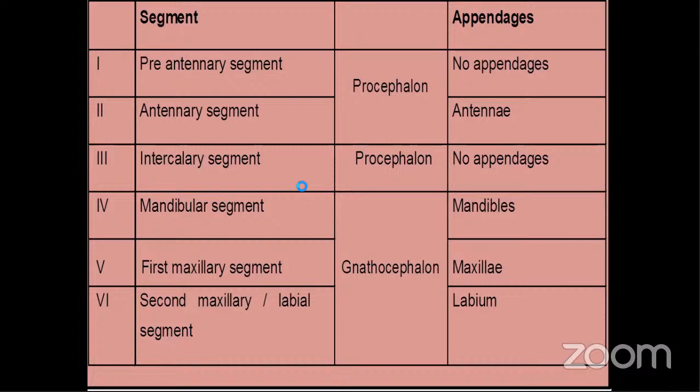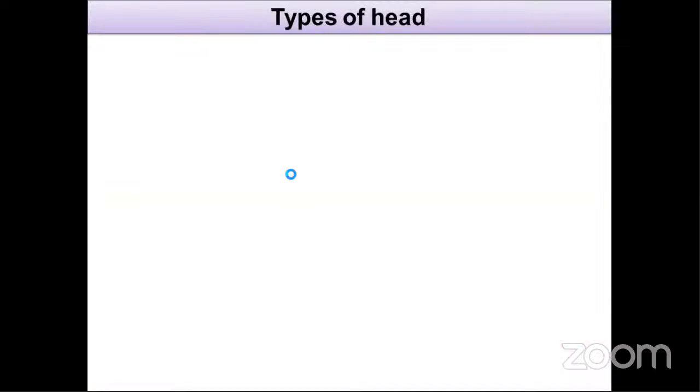Labium is the lower lip. You can imagine our mouth parts: the upper lip is there, the lower lip is there. The upper lip we call the labrum, and the lower lip we call the labium. From the second maxillary or labial segment of the insect head, the labium will grow. These are the different types of segments in the insect. The total number of segments is 6. Remember this very important point: 6 segments in the head region.